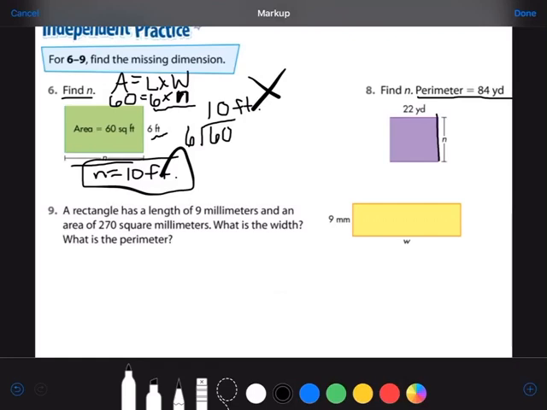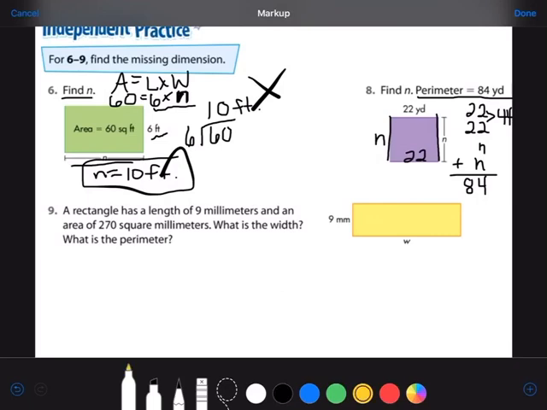So I know that perimeter is the 2 widths, 22 plus 22, plus the 2 lengths, n plus n, and if we add those 4 sides together, that'll give us the perimeter. We already know the perimeter is 84. They told us. Okay, let's figure out the part we already know. I know 22 plus 22 is 44.